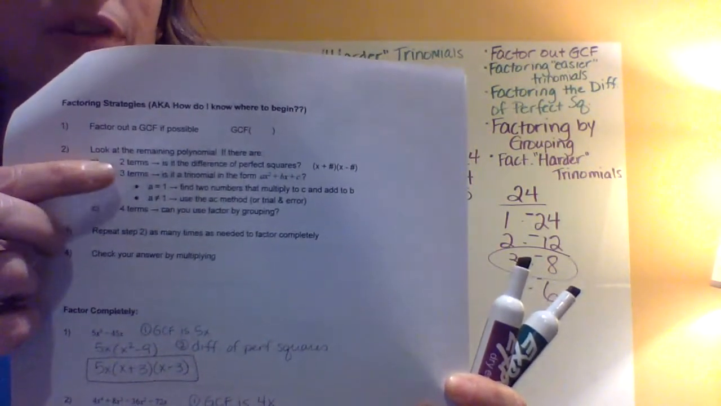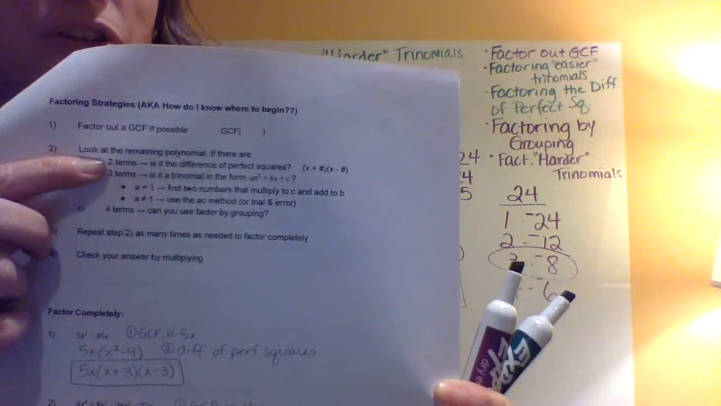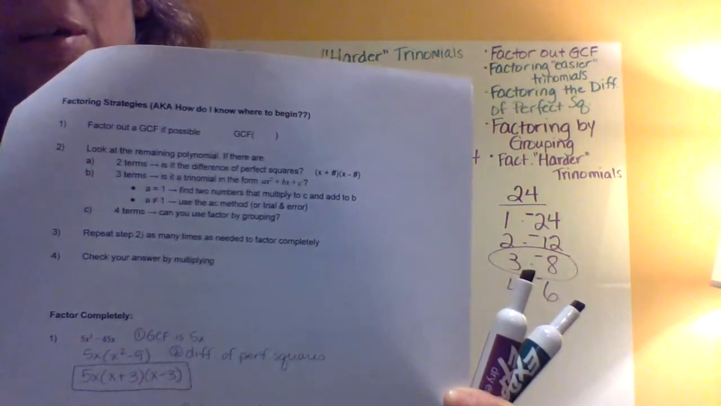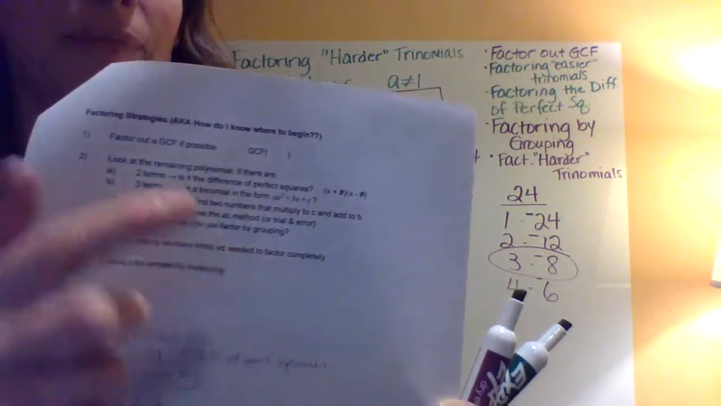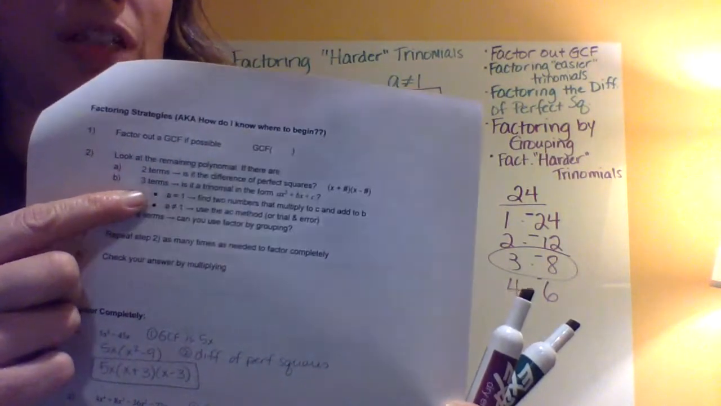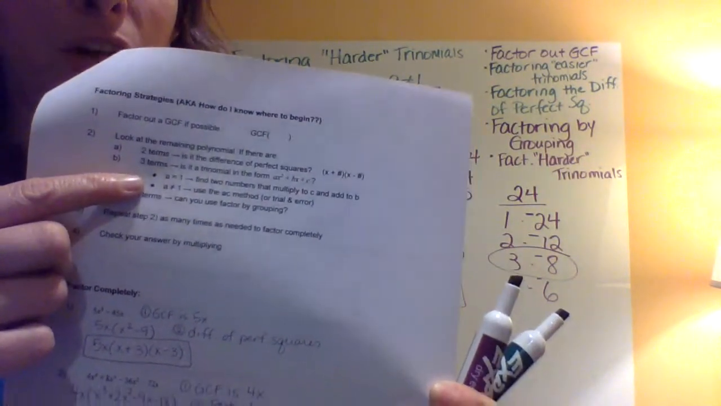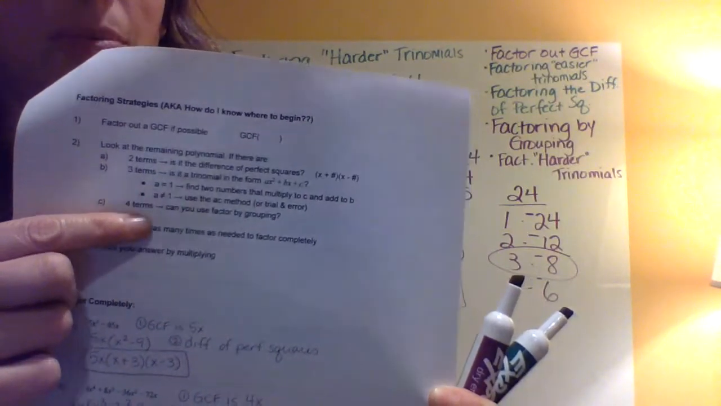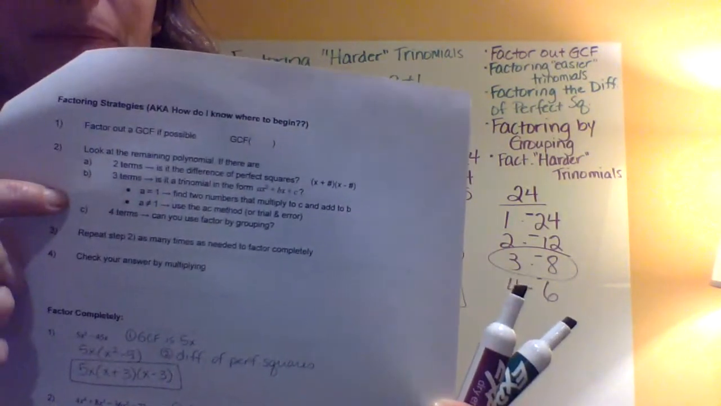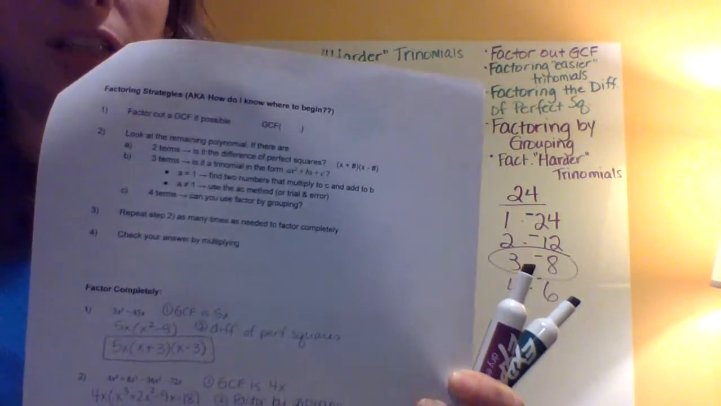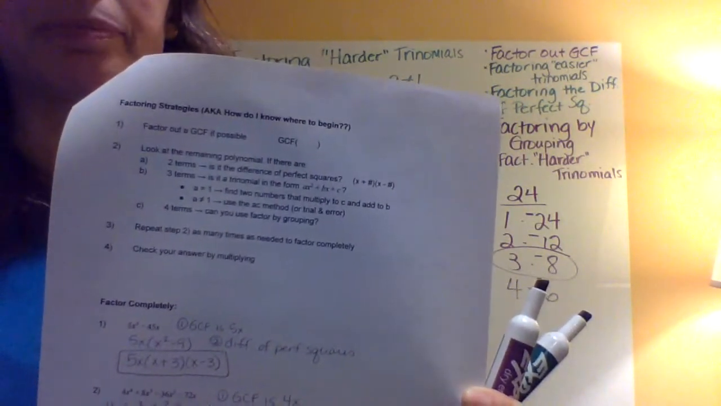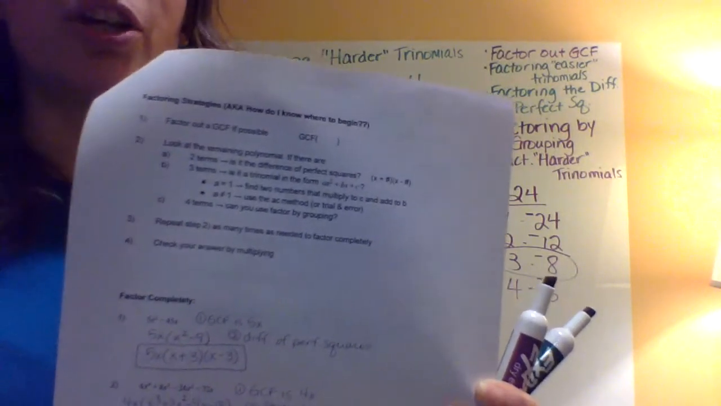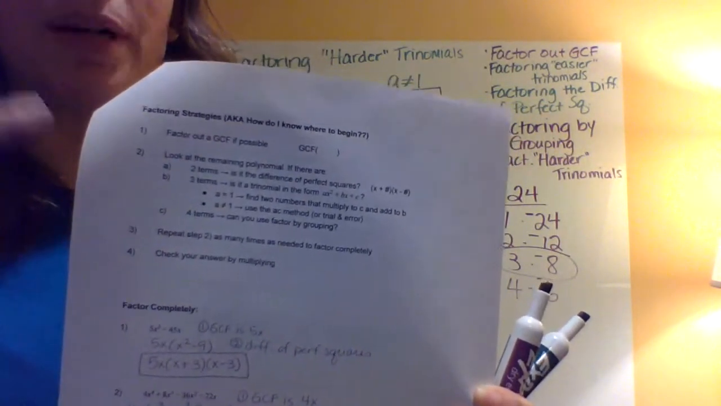Then you're going to look at the remaining polynomial. If there are 2 terms, is it the difference of perfect squares? If so, you can factor it. If not, we don't have anything to do with it. If it's 3 terms, see if it's an either easier or harder trinomial. If it's 4 terms, can you use factoring by grouping? Once you have done that, you need to look at what you have to see if you can go back and repeat that loop again.